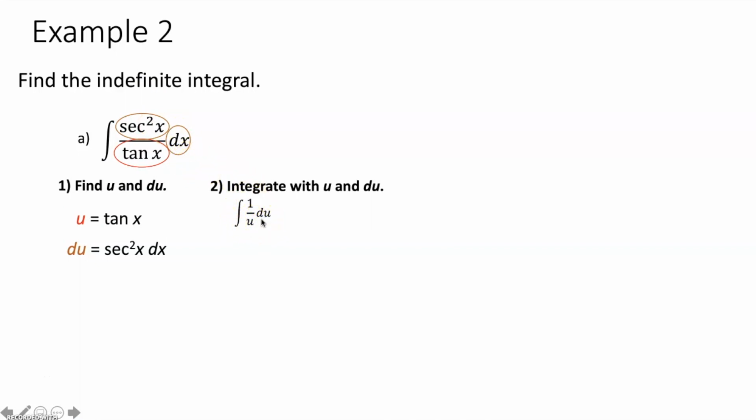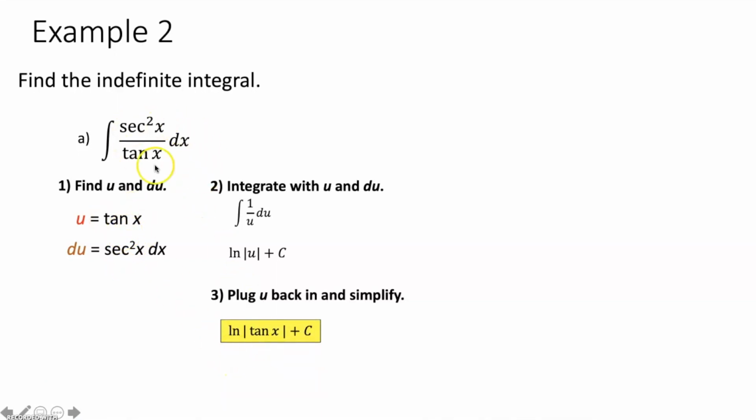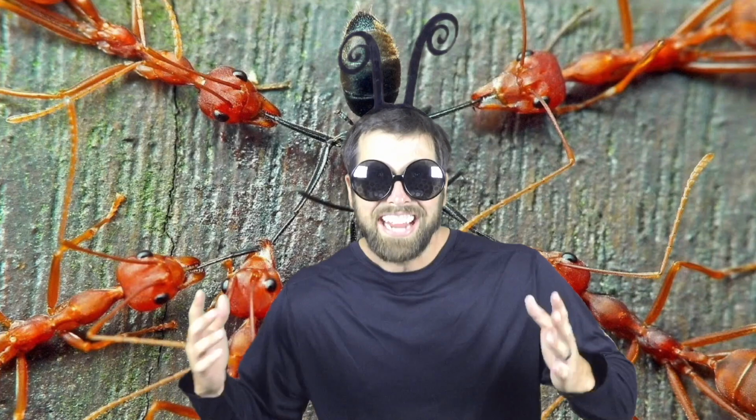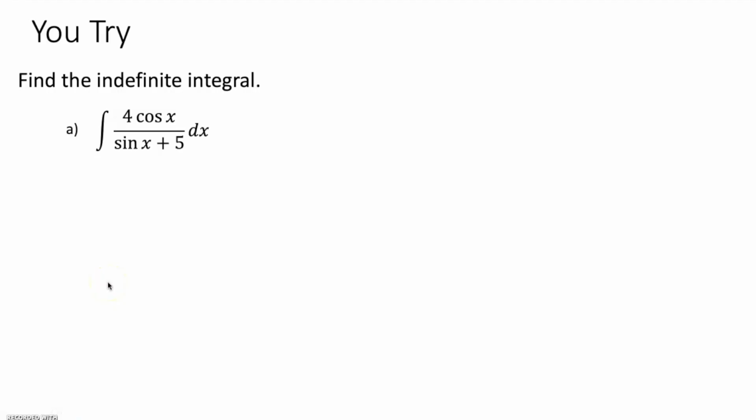Now I just integrate that according to the theorem we talked about previously. It's going to be ln, the natural log of the absolute value of u plus c. I then plug back in what I set u equal to, which is tan x in this case, and I get my answer to my indefinite integral up here. Red answer scary. You try.